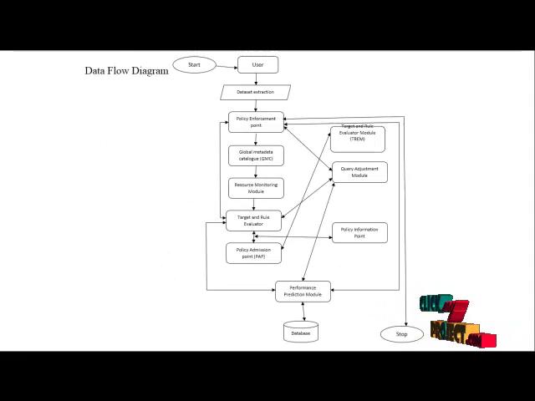This is our data flow diagram, and we start the program. The user enters a query. It's a SQL query. Based on the query, the data set is extracted and sent to the policy enforcement point, nearly to the RMM, the resource monitoring model. Then the query is sent to the global metadata catalog.